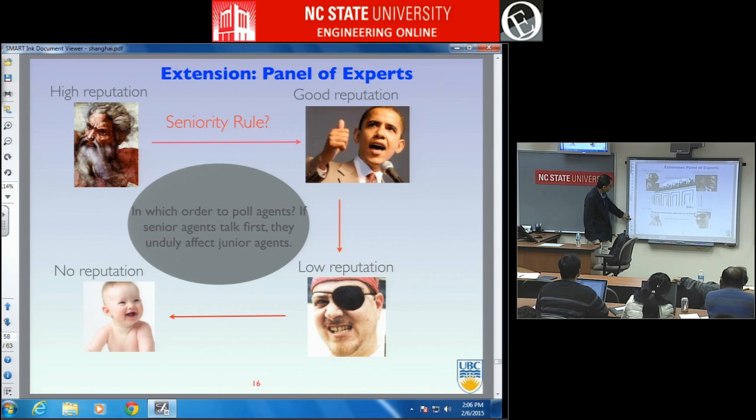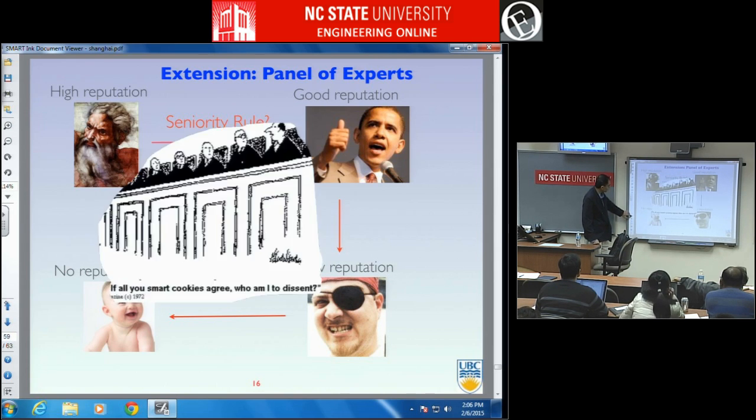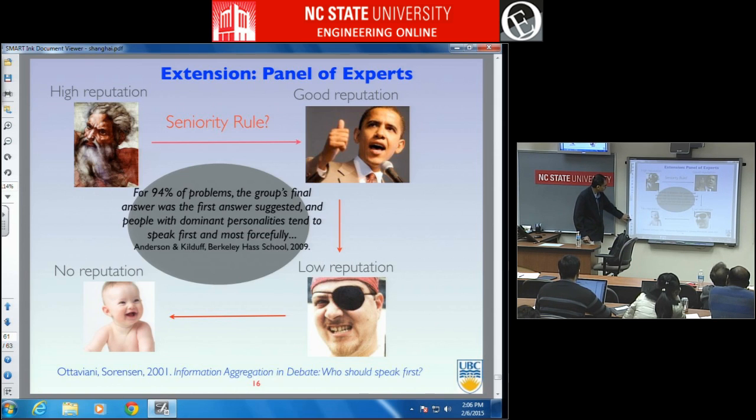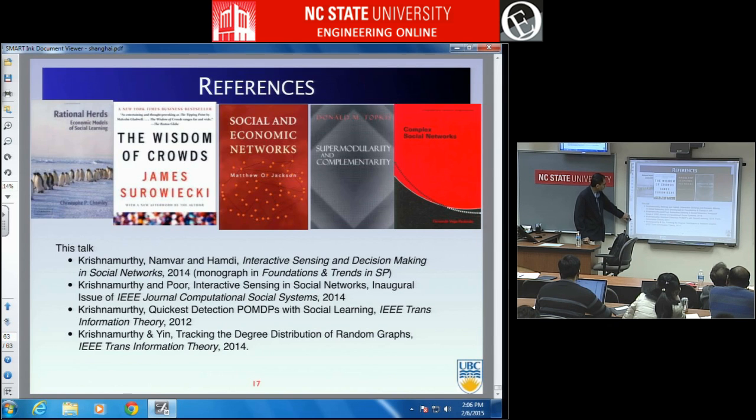I want to skip this, and I just want to end with a simple comment. This is a cartoon from the Wall Street Journal which shows classical social learning: all these guys make a decision, and the final guy says, if all you smart cookies agree, who am I to dissent? So I'm also going to agree, and that's pretty classical, the way things go.